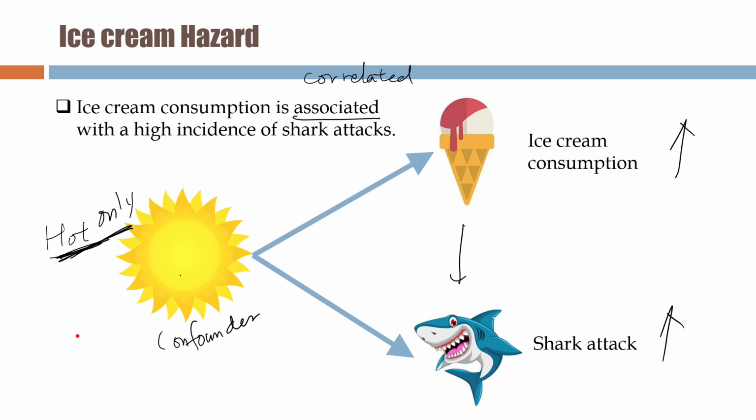If we only take a look at the cold days, where the temperature is between 0 and 5 Celsius, and we collect only that data, will ice cream consumption and shark attacks still have a correlation? Probably not. So that's what it means. With the conditioning, this confounding effect is closed. So this path will be closed with the conditioning.